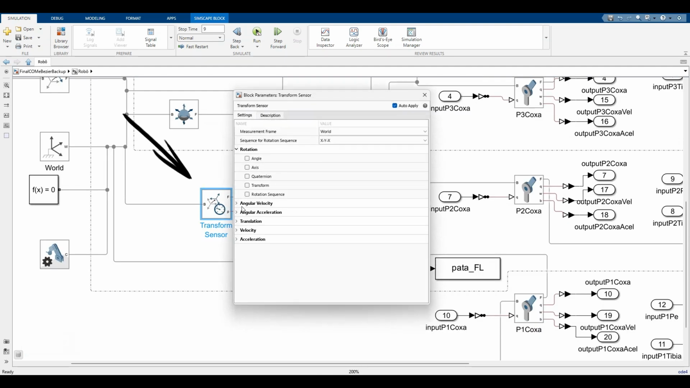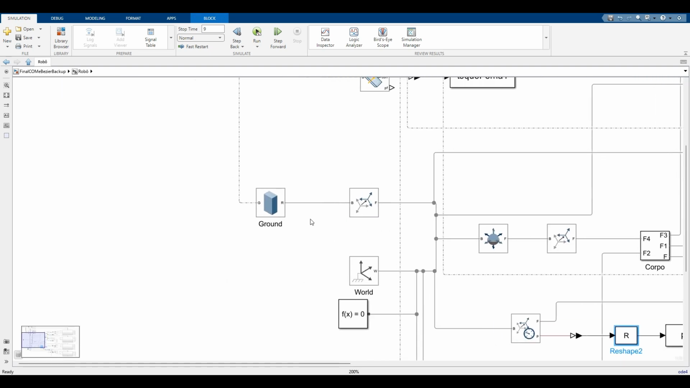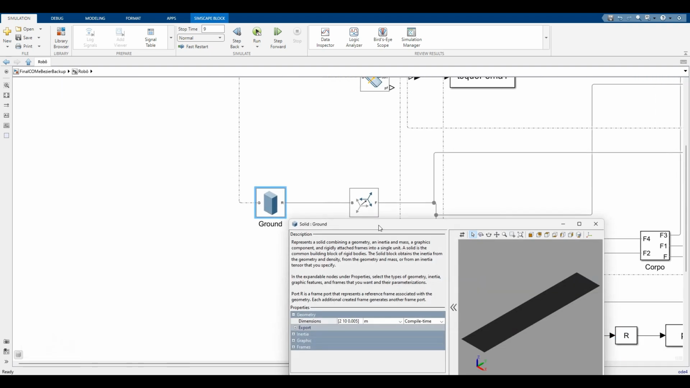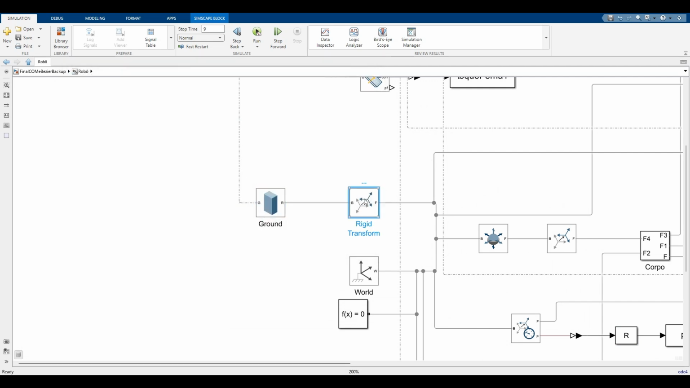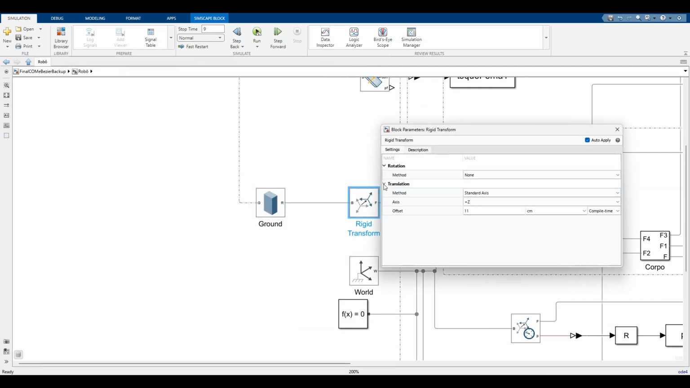Additionally, transform sensor blocks are used to measure the XYZ translation of each leg. These 3x3 matrices are also reshaped and processed for use in later evaluations. A flat rectangular block measuring 2x10 by 0.005 meters was used as the ground plane for the robot's movement. This ground was offset by 11 centimeters along the z-axis, using a rigid transform to correctly align with the robot.